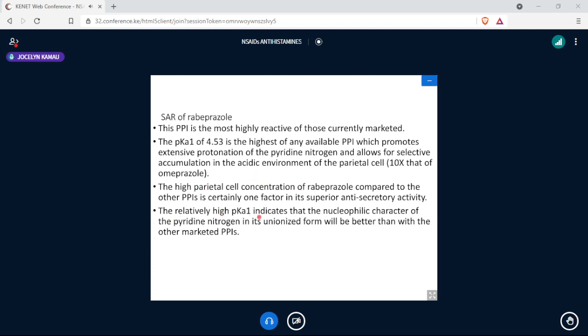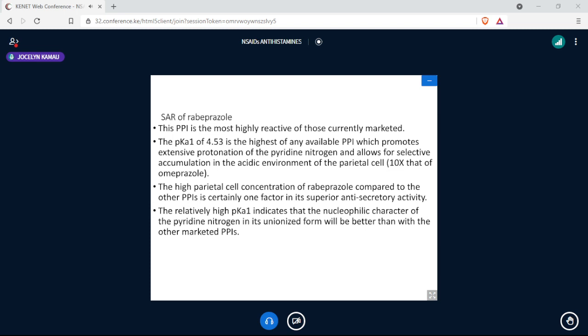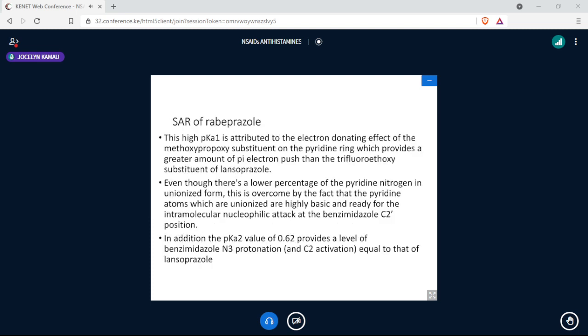The relatively high pKa, and also the high parietal cell concentration of rabeprazole compared to the other PPIs, is certainly one factor in the superior anti-secretory activity. A high pKa1 also indicates the nucleophilic characteristics; all these we have mentioned are just going round and round. So once you understand the pKa1, pKa2 for all the other drugs, you will be able to explain also for any drug that you are given. All we are saying is that the higher the pKa1, the better. The higher the reactivity, the higher the rate of reaction, and therefore the more potent that drug will be.